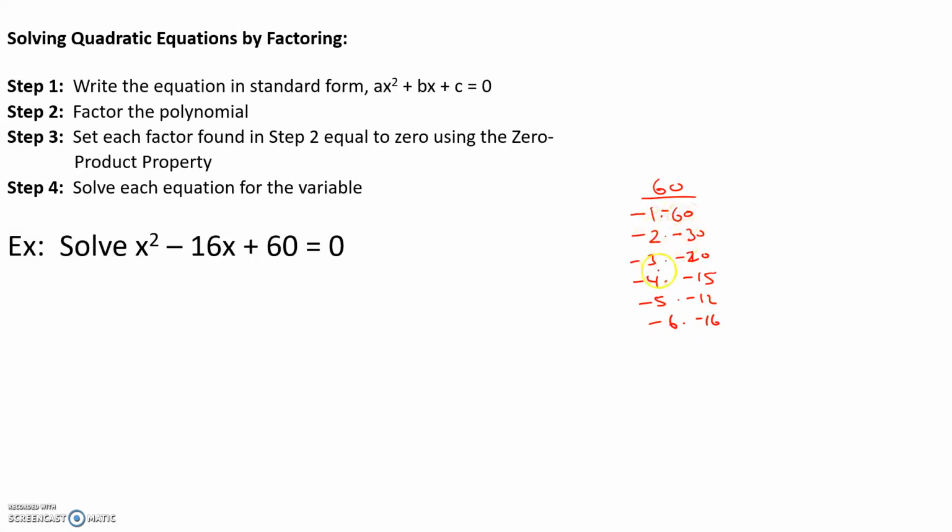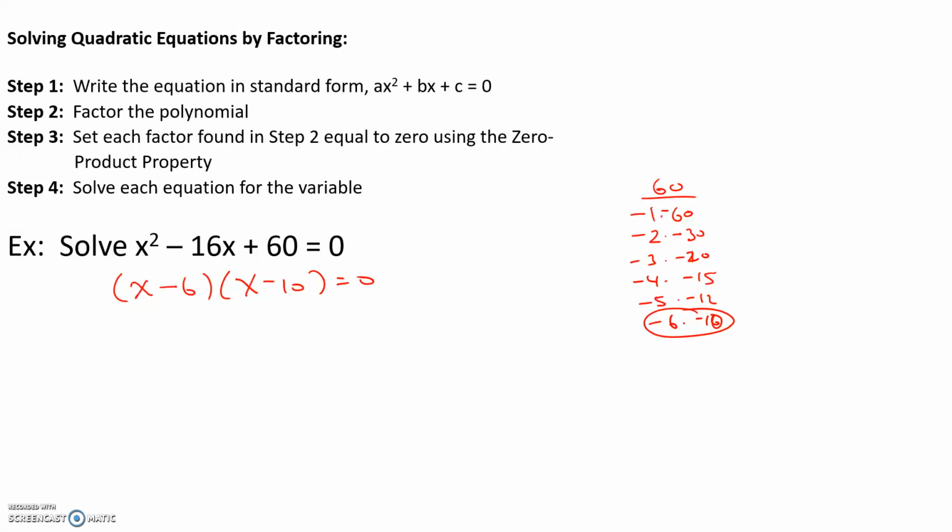Notice that these are both negative because the middle term is negative. So two numbers, if they multiply to positive but add to negative, they both have to be negatives. Now from these factors, the combination that adds to negative 16 is negative 6 and negative 10. So when we factor this, we would get (x minus 6)(x minus 10) equals 0. Let's make sure these numbers multiply to 60 and add up to negative 16.